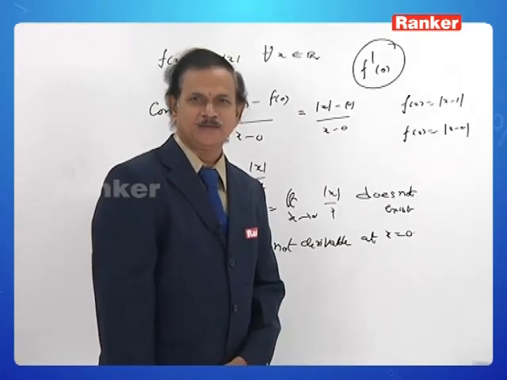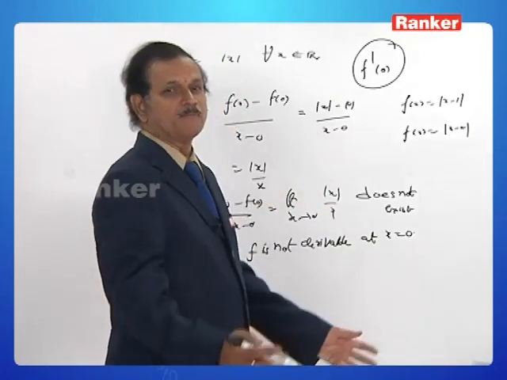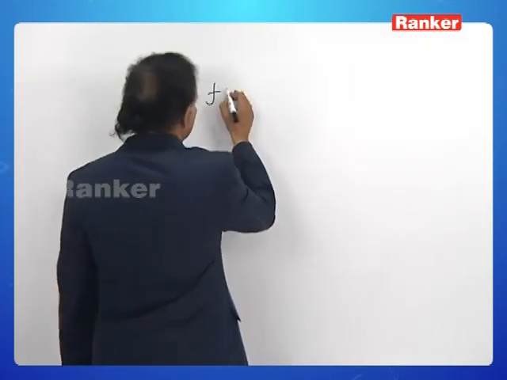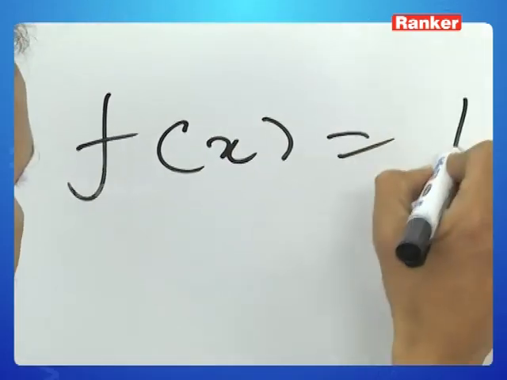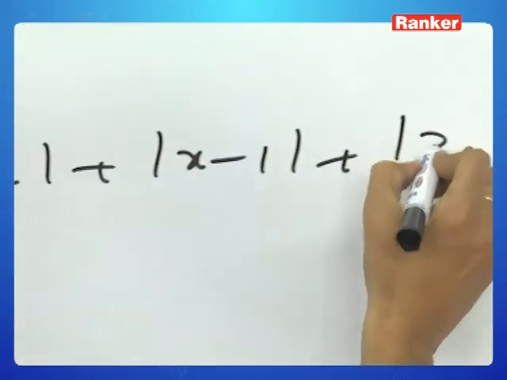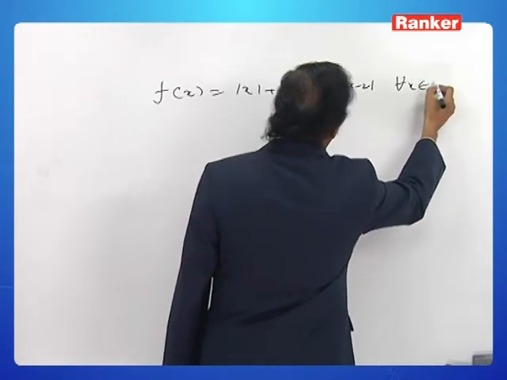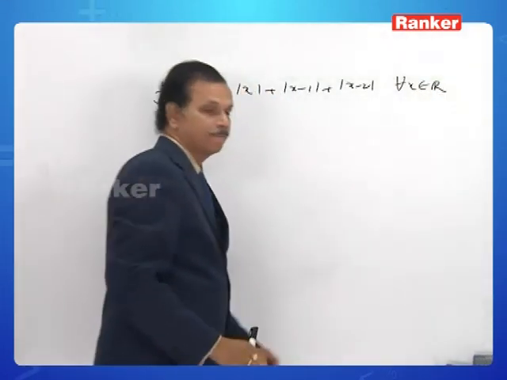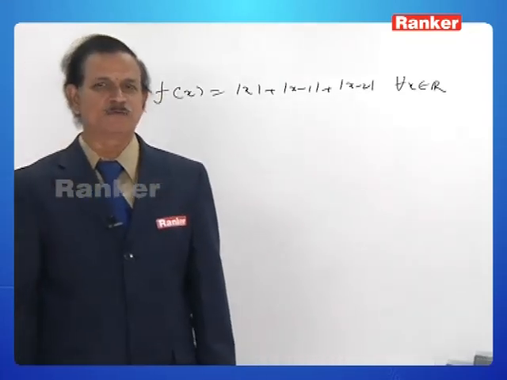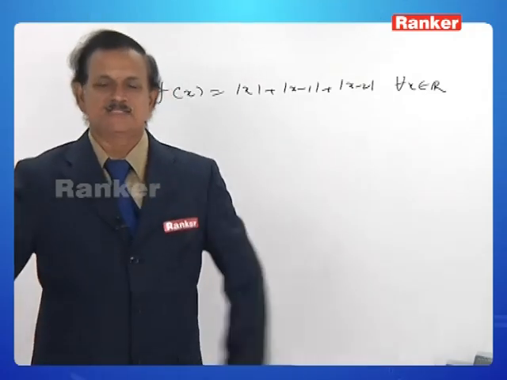How are they? What are they? This is one such. There might be one question asked. Consider the function f of x is equal to mod x plus mod x minus 1 plus mod x minus 2, for all x belongs to R. The number of points at which the function is not derivable, that is the question.